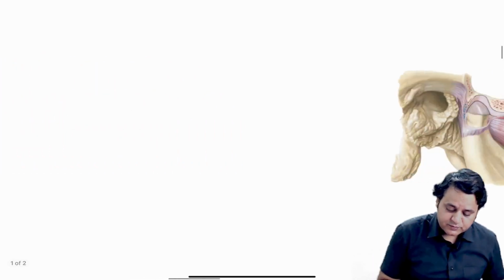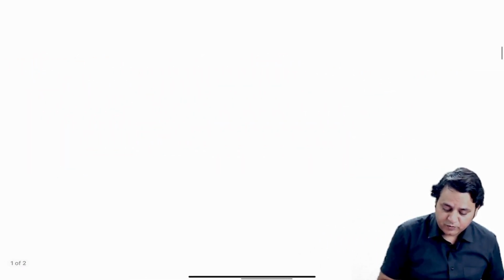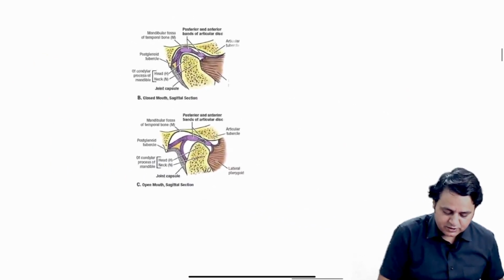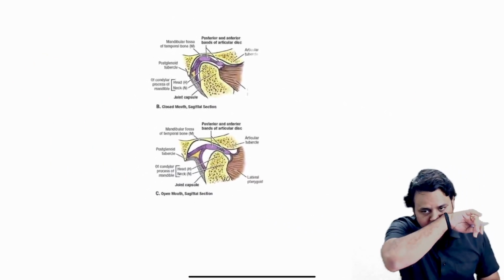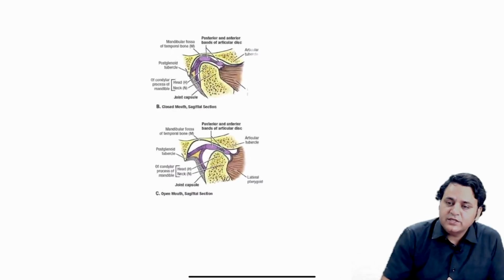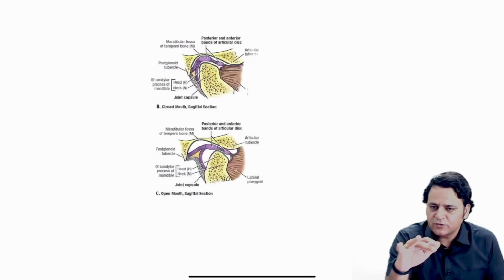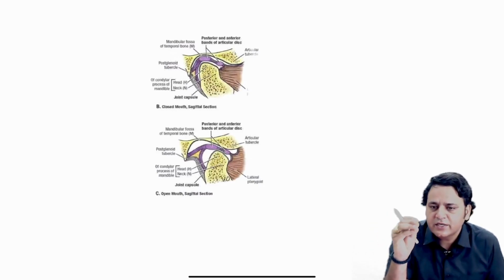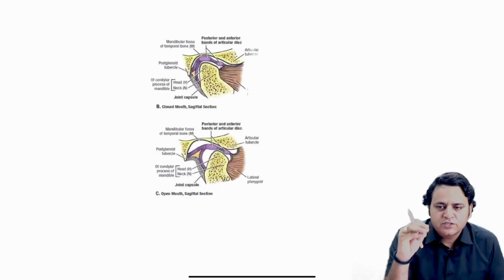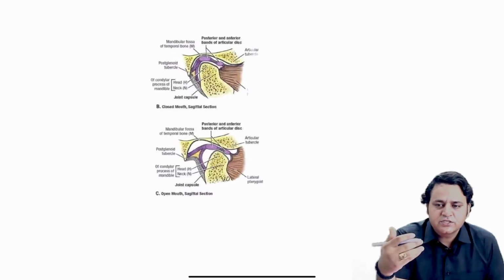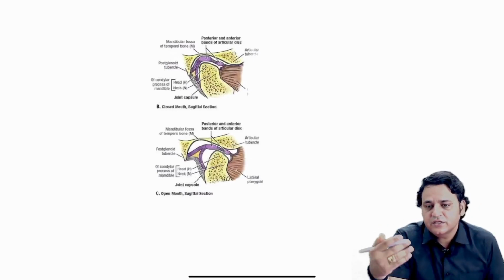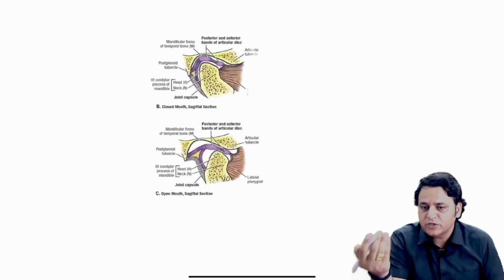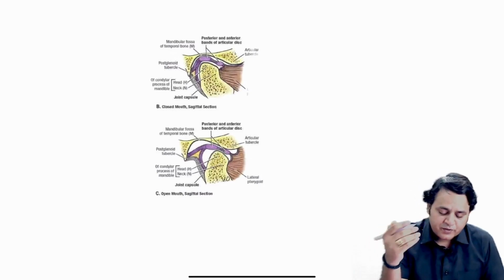Now we want to study some further points about the articular disc. There are two bands present in the articular disc. This is a disc, that's why it is circular, but it has two thickenings in it, which are known as bands. These bands give the articular disc strength and more power.